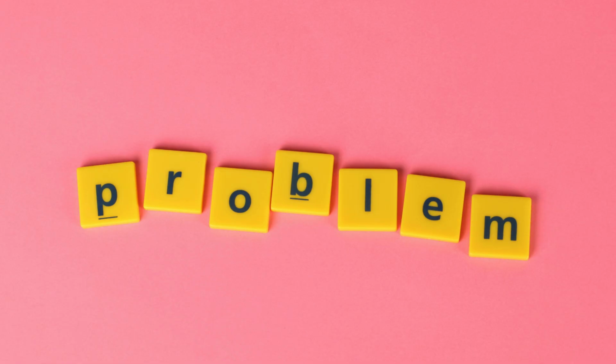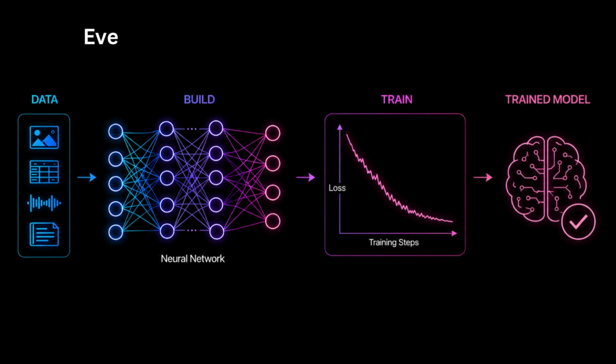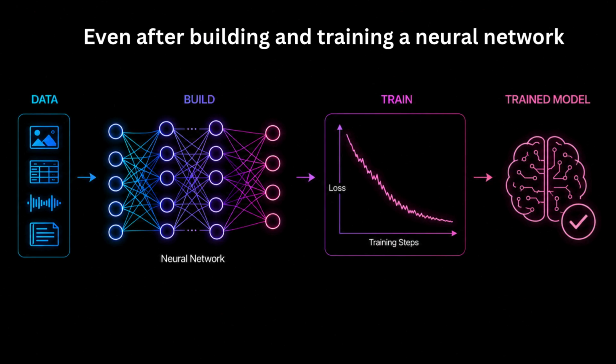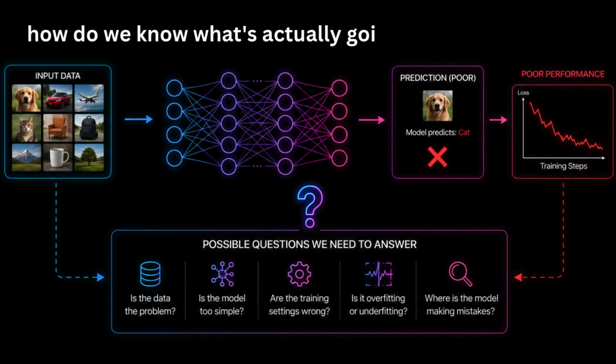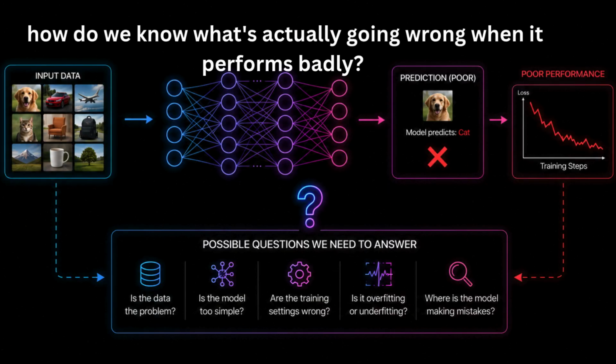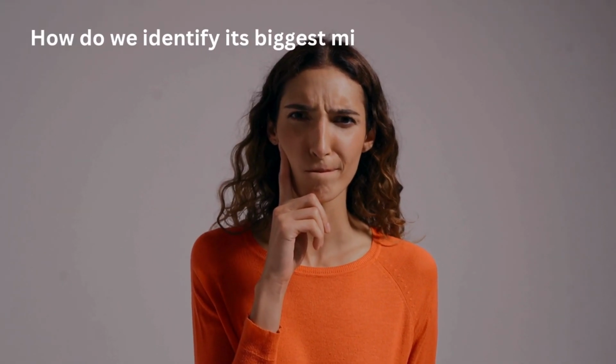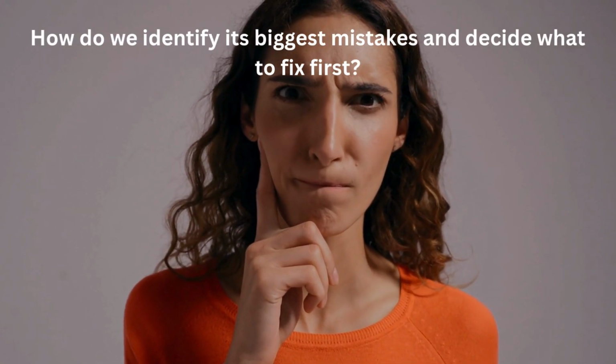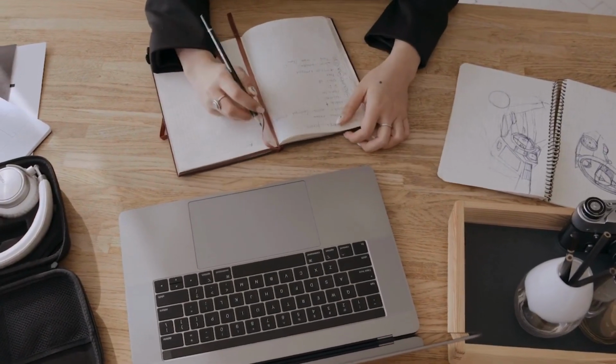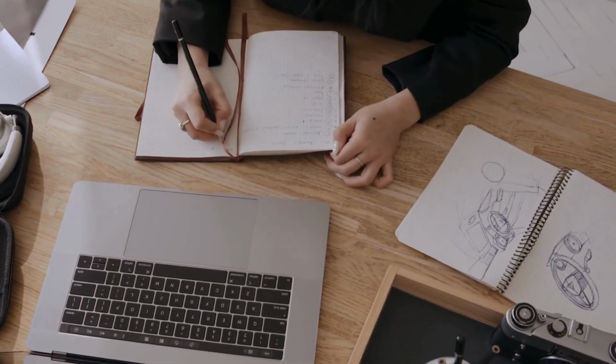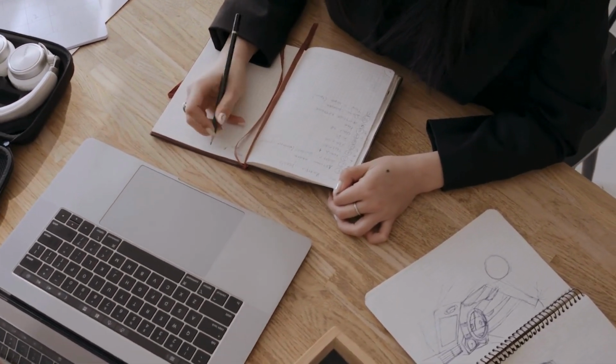But training a model is still only part of the problem. Even after building and training a neural network, how do we know what's actually going wrong when it performs badly? How do we identify its biggest mistakes and decide what to fix first? That's exactly what we'll explore in the next video. Debugging ML models and error analysis.